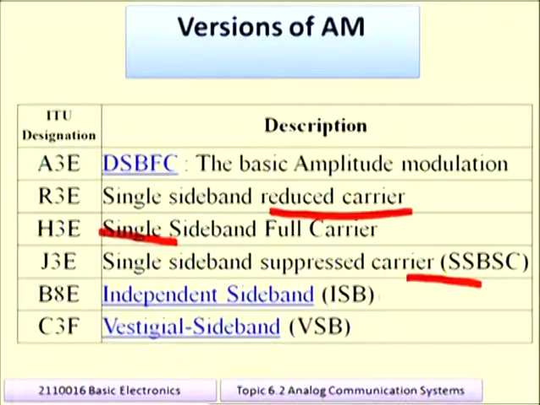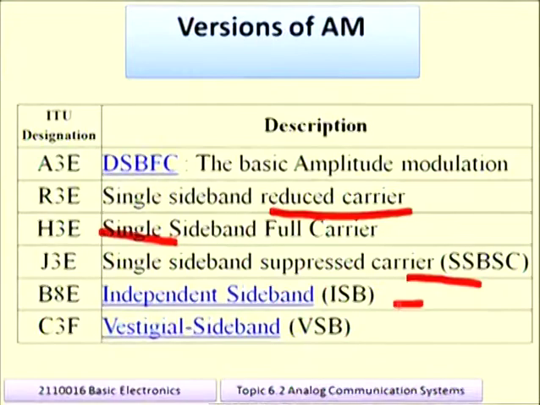Another version is independent sideband. In independent sideband, in the USB there is one information, in the LSB there is another information. So there are two sidebands, lower sideband and upper sideband. But here in ISB, what we are doing is that information X is in the lower sideband and information Y is in the upper sideband. So using only one carrier, we are transmitting two information channels simultaneously in the case of ISB transmission.